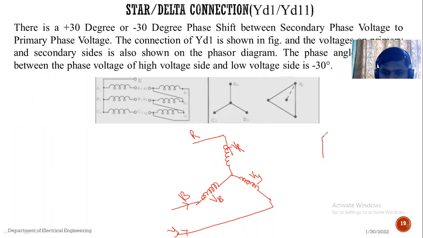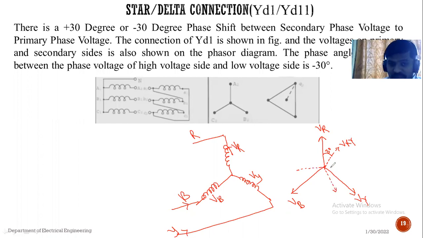See, this one is the VR phasor, that is VR voltage when it is connected in star, and the VY and VB voltages. So the secondary side voltage in R phase, that is VRY, is shifted by a 30 degree angle. Similarly, this is also shifted by 30 degrees, and this is also shifted by 30 degrees from the primary phase.